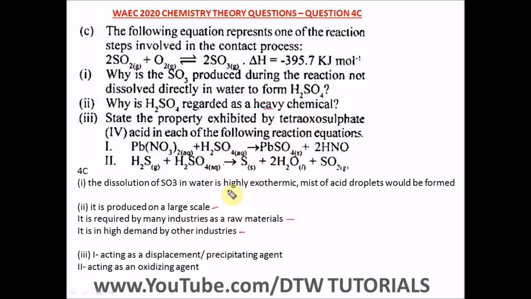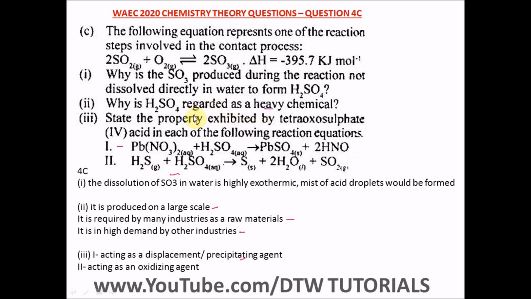Okay, what's the property of tetraoxosulfate(VI) acid? Here it is acting as a displacement or precipitating agent, while here it is an oxidizing agent. That means it's undergoing reduction. The element undergoing reduction is the oxidizing agent. So here H2SO4 is the oxidizing agent, whereas here it is the displacement or precipitating agent. So that's for question 4C.